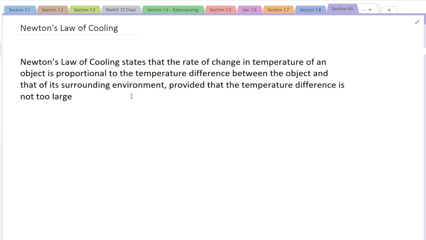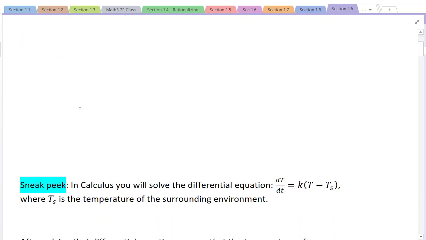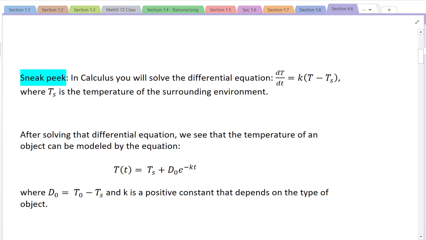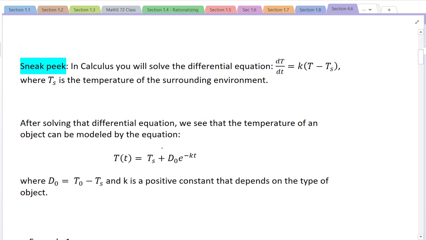So that's what Newton's law of cooling is saying: the rate of change in temperature of an object is proportional to the temperature difference between the object and that of its surroundings. From here we get a differential equation, which I'll give you a sneak peek. In calculus, you will solve this differential equation where T sub s is what we're calling the temperature of the surrounding environment.